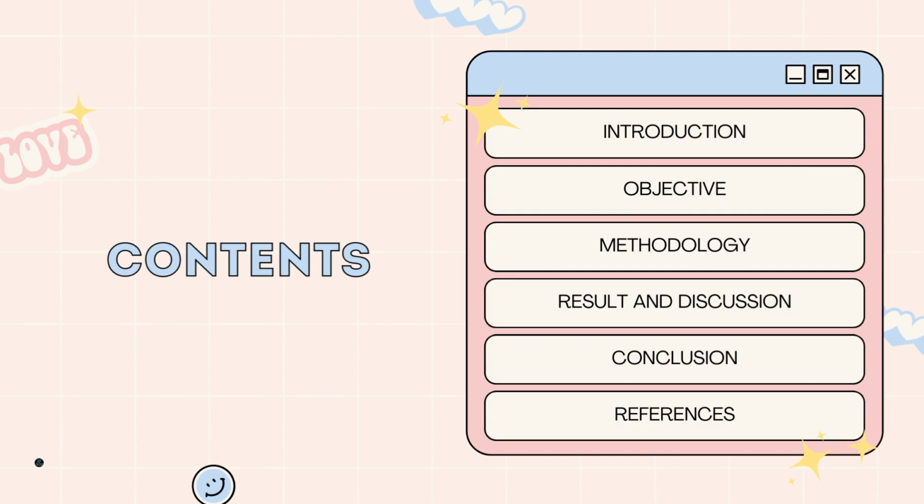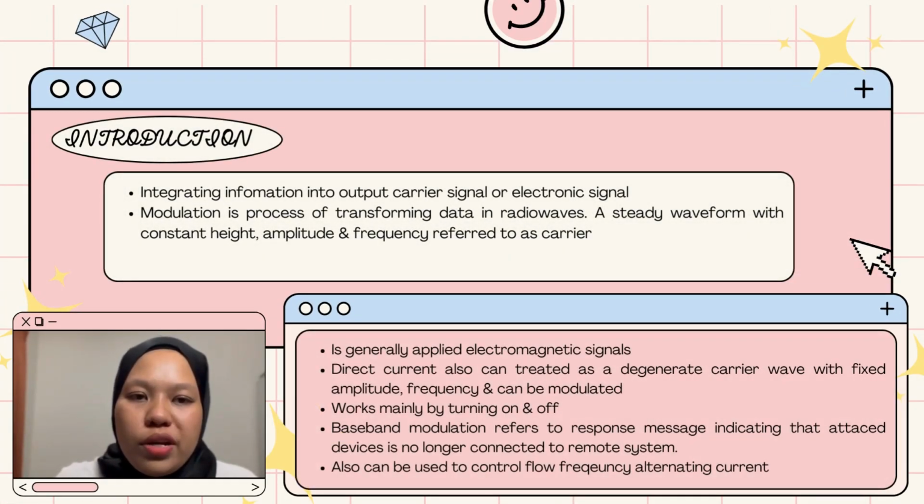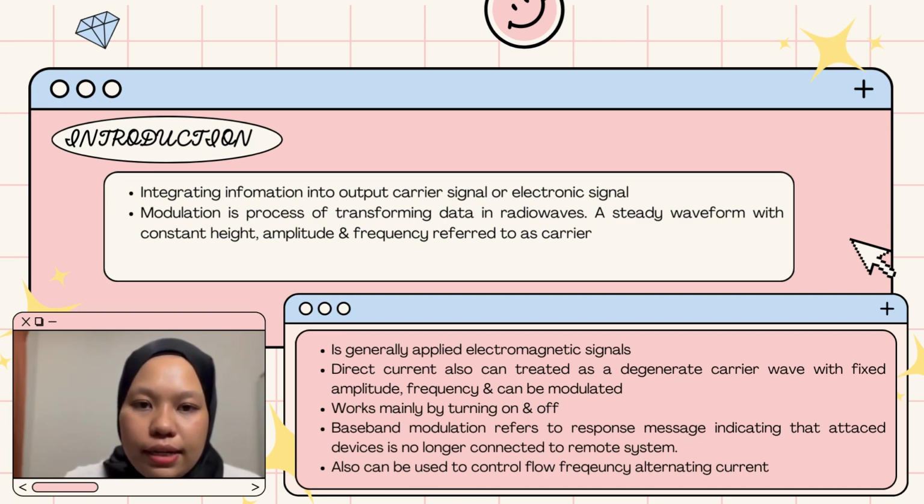So there are a few contents we need to present through this presentation, which is introduction, objective, methodology, result and discussion, conclusion, and references. What is modulation? Modulation is integrating information into an output signal or electrical signal. Modulation is a process of transforming data in radio wave. Besides that, a steady waveform with a constant height, amplitude and also frequency is referred to as a carrier.